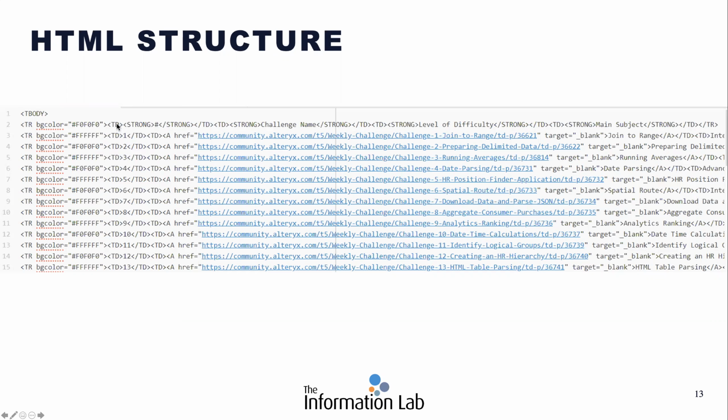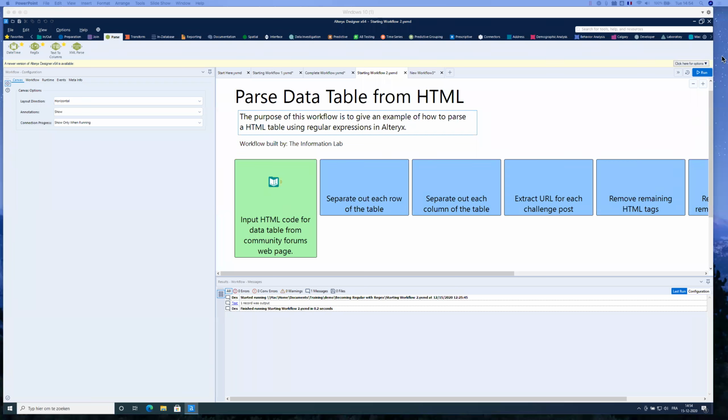So you have the TD and then the /TD. So we need to create a column for each. You see, you have challenge name, and then the number, and the level of difficulty. Yeah, that doesn't match the screen. I will show you in Alteryx. But then we have to retrieve the level of difficulty, the main subject, the name of the challenge, and also the URL. So let's go in Alteryx. It will be easier.